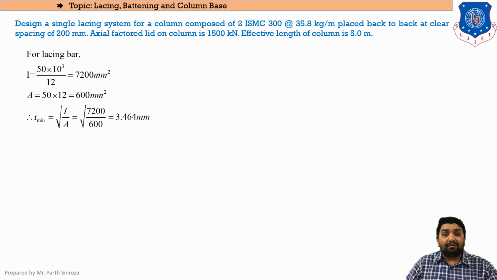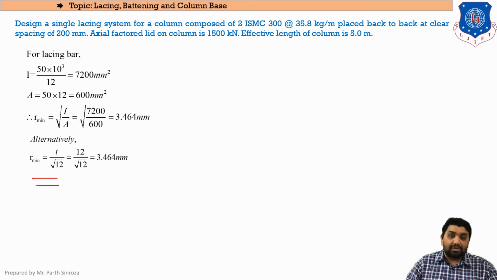And the next thing will be an alternative method. This equation is mentioned in our handbook, it is not mentioned in our IS code. So you need to remember this equation. If you do not remember this equation, then you can solve using the case that we already know. Clear?